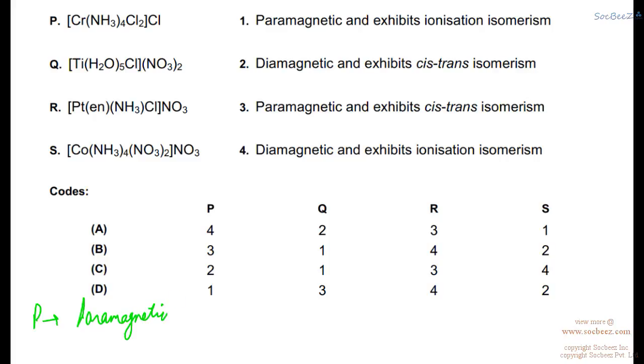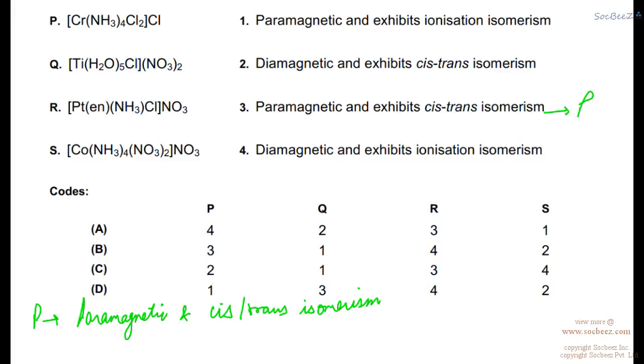P is paramagnetic, and it exhibits cis-trans isomerism. Okay, so this is paramagnetic, as here Cr3+ is paramagnetic in this case, and it exhibits cis-trans isomerism. So P corresponds to 3.